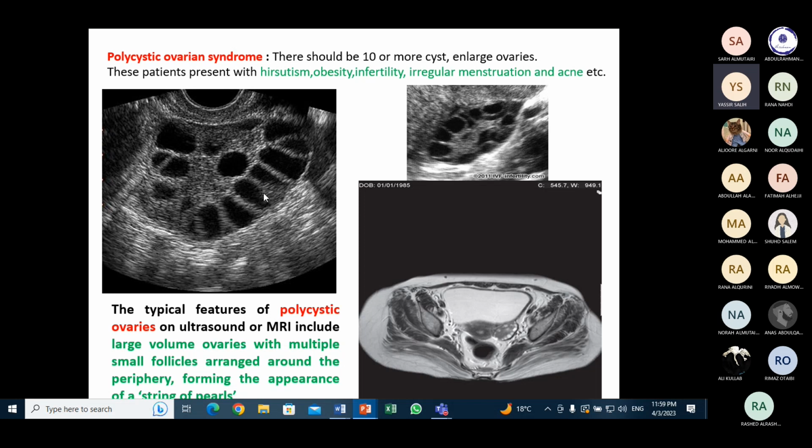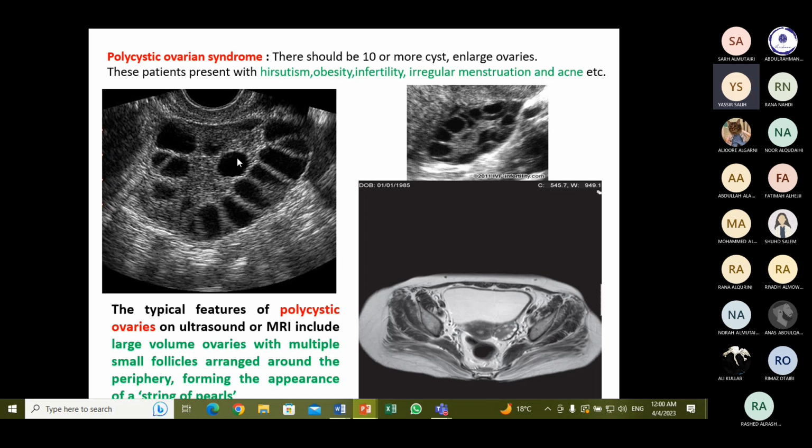But there are multiple cysts located at the periphery in the ovary. Notice the ovary itself is a large bulky ovary. The central stroma is echogenic. So if we have multiple cysts, we count them, there should be 10 or more, and the ovary size is larger than normal. The normal follicles, we agreed, are 3 to 4 mm; these are bigger than normal follicles. Most importantly, they are located peripherally, which is called the string of pearls sign. This is a feature of polycystic ovary.